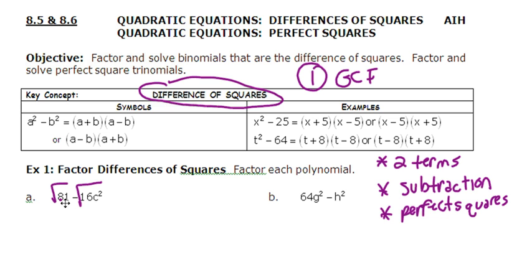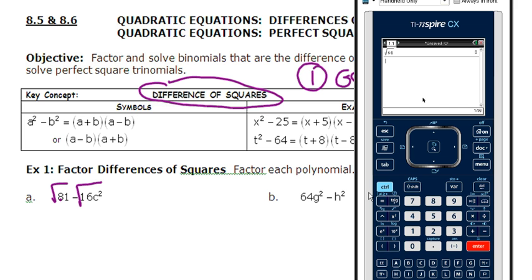Now, if you're not sure what the square root of 81 or the square root of 16 is, in your calculator, if you hit Control and then the x squared button, you get the square root. So I can tell that 81 is a perfect square because the square root of 81 is 9. Same thing with 16. Now, you can't type in the letters, the variables. You can only type in the numbers. But the square root of 16 is 4.